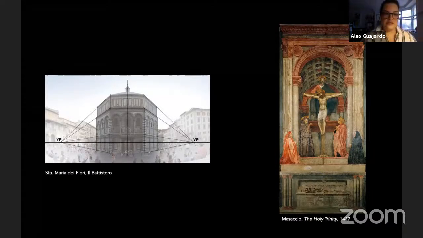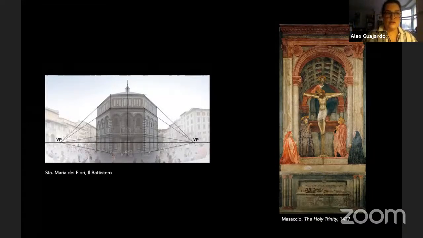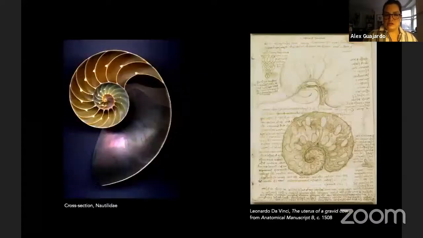Later on, another really significant contribution is the use of the golden ratio. Fans of the Da Vinci Code will know what that means. But the golden ratio is a property which is expressed in nature and mathematics.